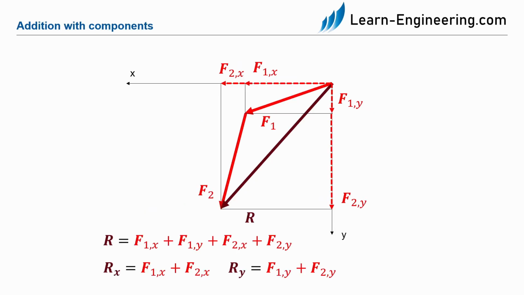If we want to add two forces, we can also use their components. Here in the example, we have two forces, which we decompose into the x and y components of the Cartesian coordinate system. We can now determine the resulting force by adding the components. If we now look at the components of the resultant, the x component of the resultant results as Rx equals F1x plus F2x, and Ry equals F1y plus F2y.